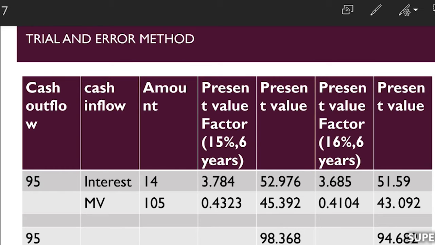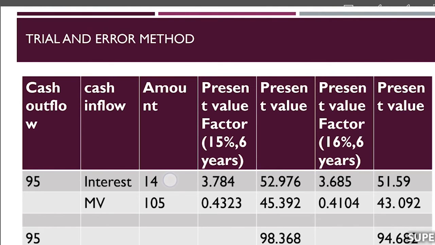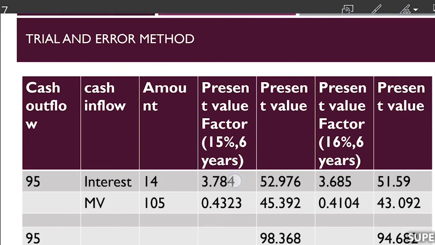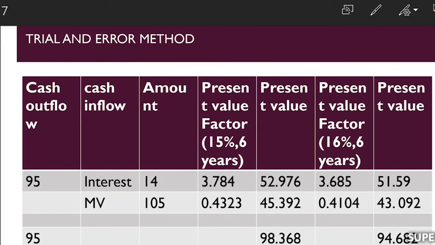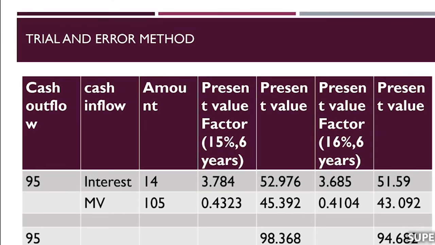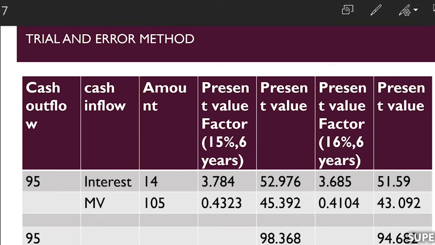one of the cash inflows from this bond is interest. We'll get interest of ₹14. Here we need to write the interest amount, not interest rate. Our face value of our bond is ₹100 and the coupon rate is 14%. So 100 into 14% will get 14 as interest amount, and we will get ₹14 for 6 years. So we are getting an annuity for 6 years. So here we are taking the present value annuity factor at the rate of 15% for 6 years for calculating the present value of this ₹14.